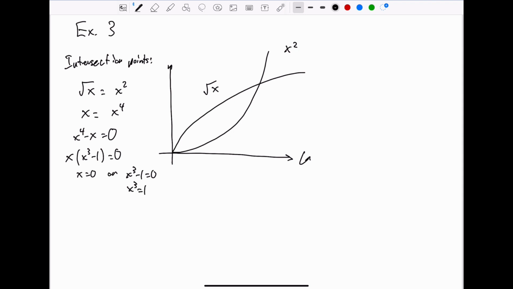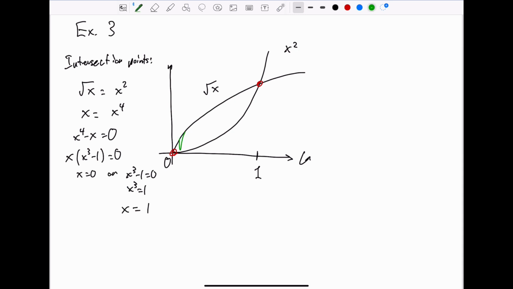I can take the cube root of both sides, and because it's an odd root, I don't do plus and minus. I simply get x equals 1. So here are my two solutions, x equals 0, x equals 1. Those are the intersection points of these two curves. And we will use those as our limits of integration. So here's x equals 1, here's x equals 0.